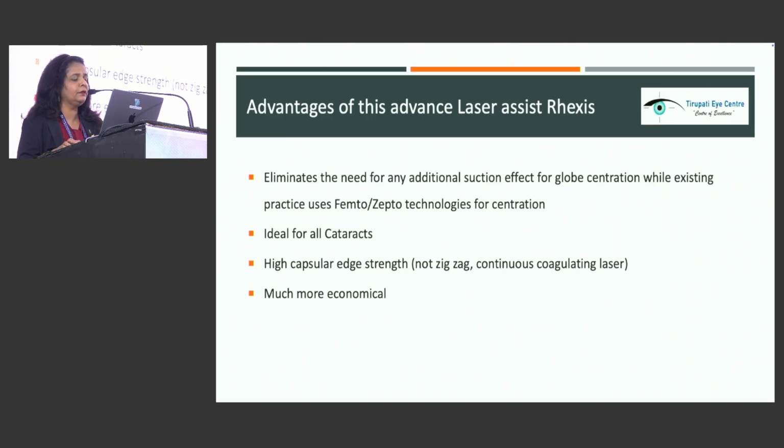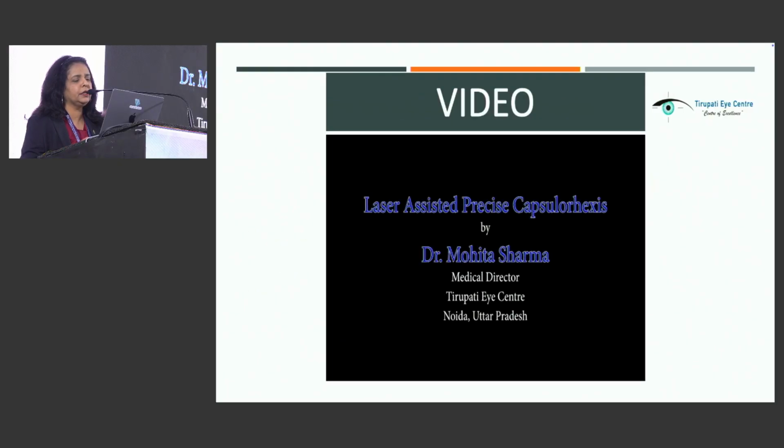If we compare it, say, with Zepto, which had a kind of zigzag rhexis, this is basically a coagulating laser. So that's why the rhexis is continuous. And since it's indigenously made in our own country, it's going to be much, much more economical than any other technology. So I'll just show you a short video of this.